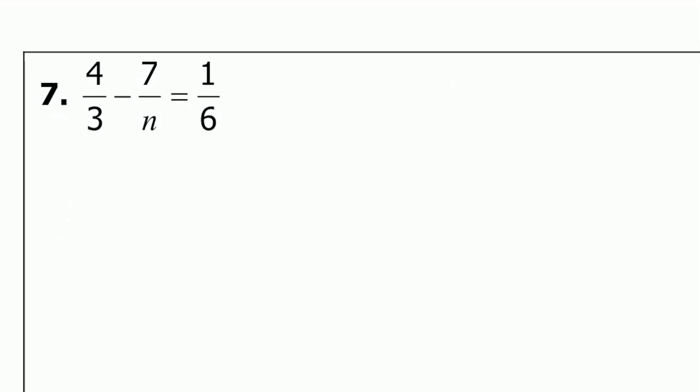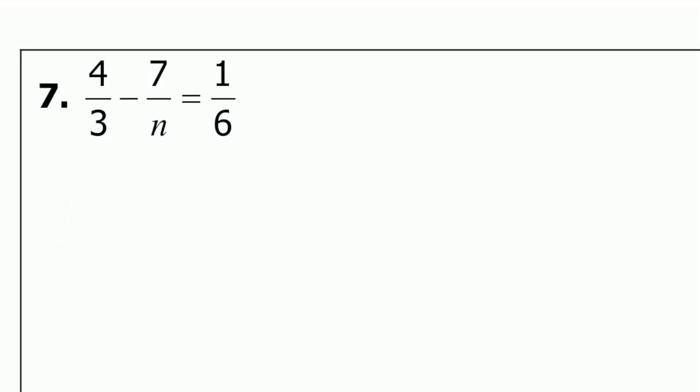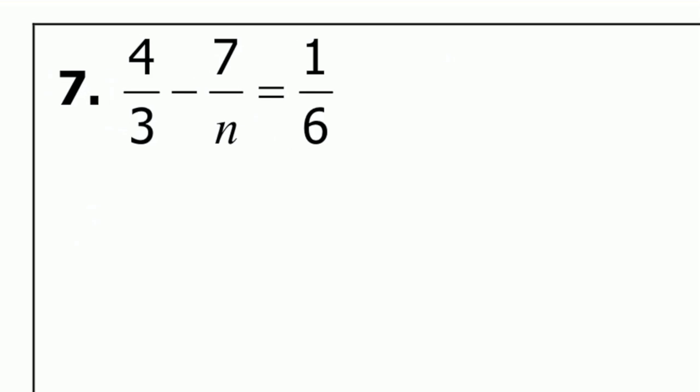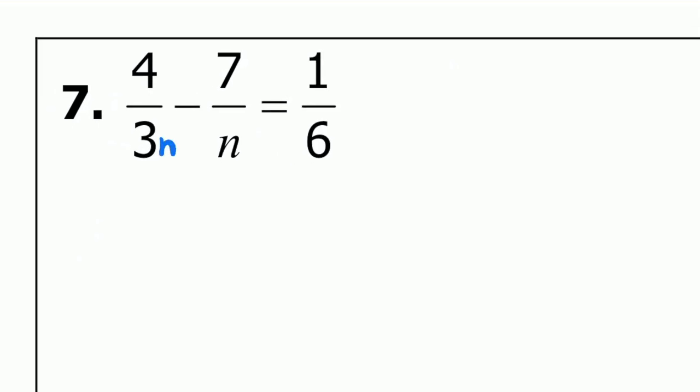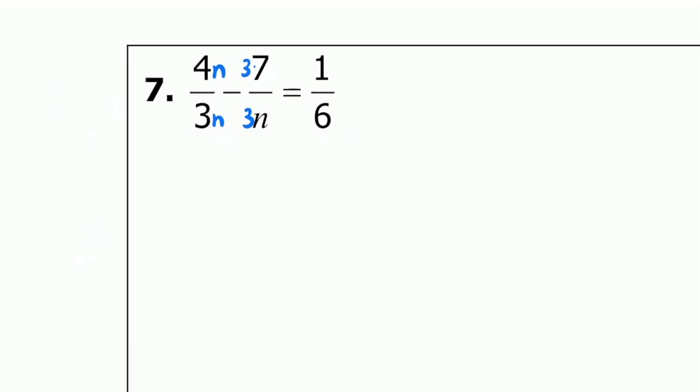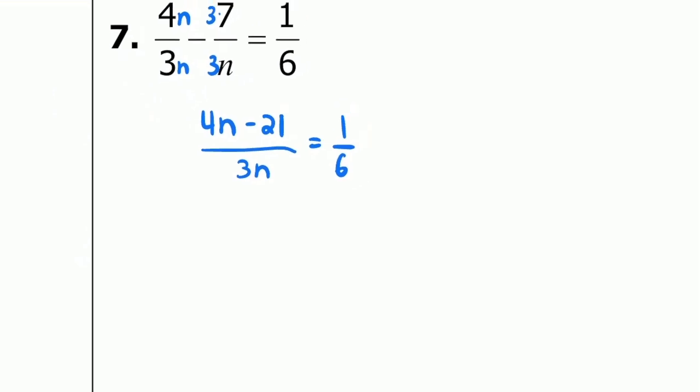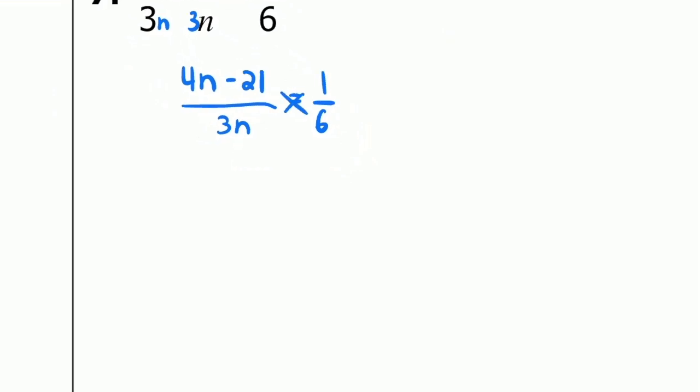So in this case right here, I'm just going to condense my left side of my equation to all have the same denominator. So in order to do that, I'll multiply this by n, I'll multiply this by n, and then I'll multiply this by 3, and then this by 3. So on my left side, I will get 4n minus 3 times 7, which is 21, over 3n is equal to 1 over 6. And now this looks similar to one of our previous questions. And so now I'm going to cross multiply. So then I will get 6 times 4n minus 21 is equal to 3n.